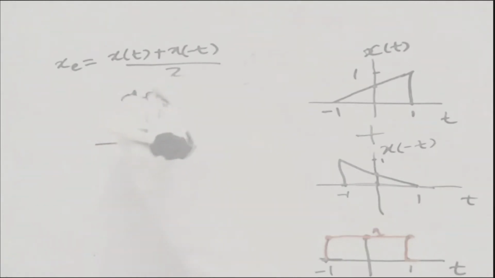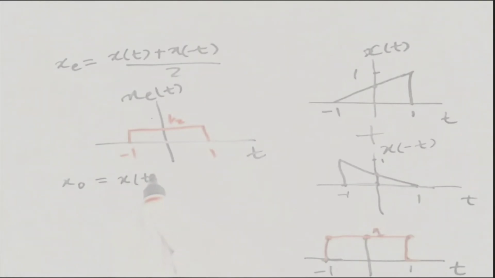Xe, of course a function of time, will have an amplitude of half, like this. So this is the required even component of the given signal. Now in order to obtain the odd component, by definition the odd component xo of t is x of t minus x of minus t divided by 2.